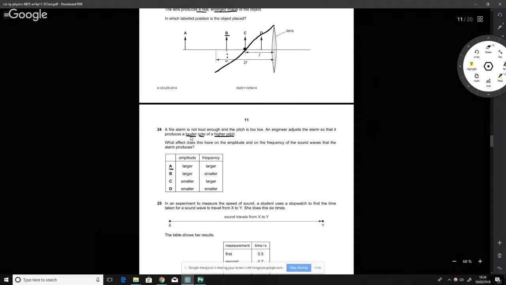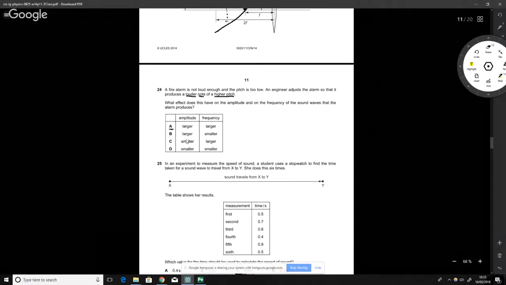All right, so it produces a louder note of a higher pitch. The keywords are louder and higher pitch. Louder just means increased amplitude, so larger amplitude. Higher pitch is the same as a higher frequency. So the answer is A.